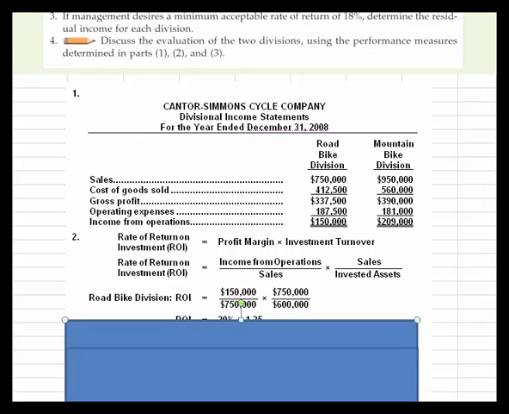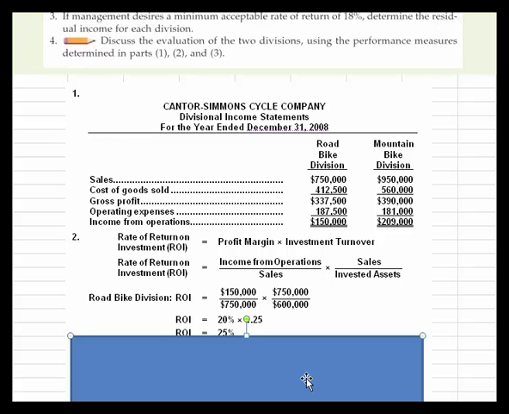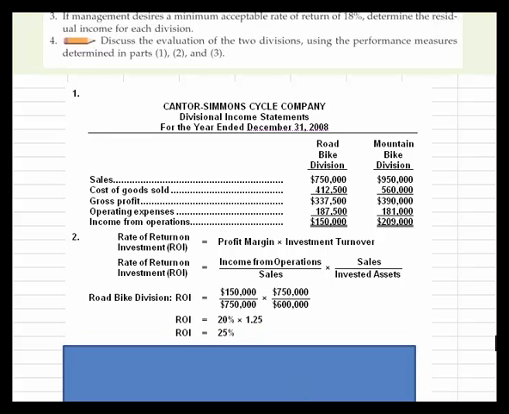All right, so to determine ROI, let me do this for the road bike first. We would take the $150,000 to the left of my mouse, the income from operations, and divide it by sales. That's this part right here, to the left of my mouse where I'm moving it. And then we have to determine the investment turnover, and we take that same sales data of $750,000 and divide it by the invested assets, and that was given up top as $600,000. So when we multiply the 20% profit margin times the 1.25 investment turnover, using the DuPont approach, we derive a return on investment of 25%.